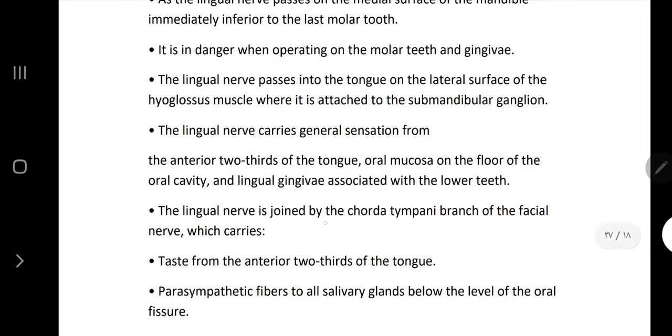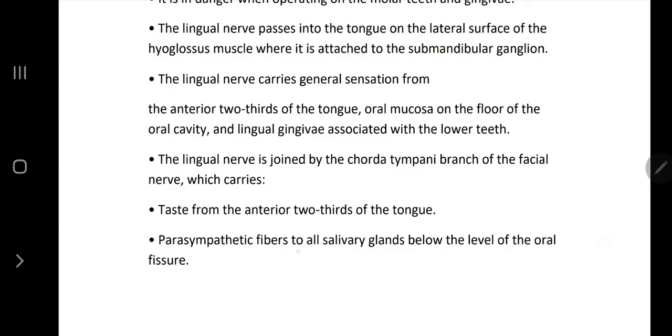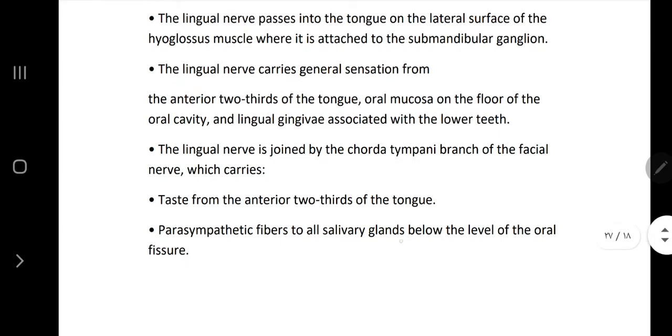The lingual nerve is joined by the chorda tympani, a branch of the facial nerve, which carries taste from the anterior two-thirds of the tongue, and parasympathetic fibers to the salivary glands below the level of the oral fissure.